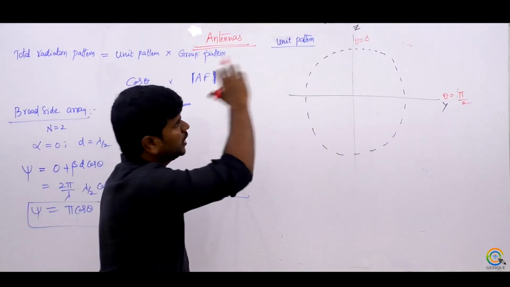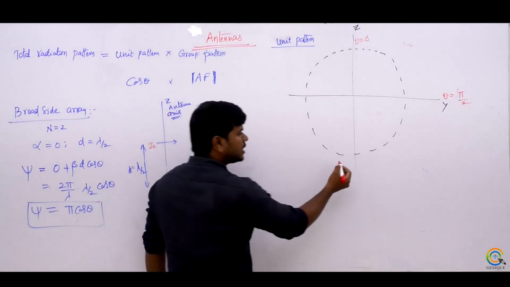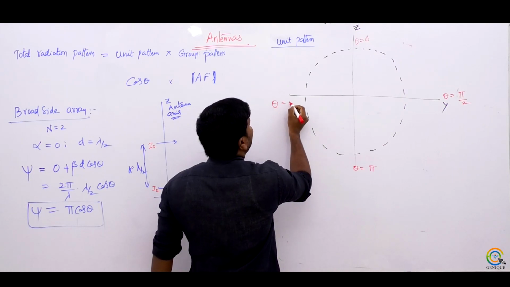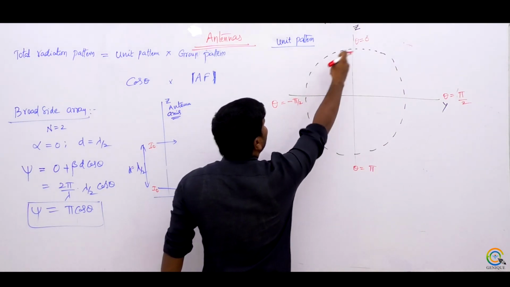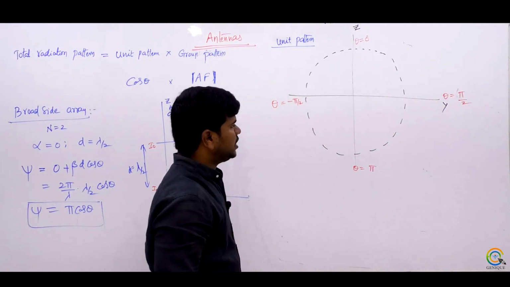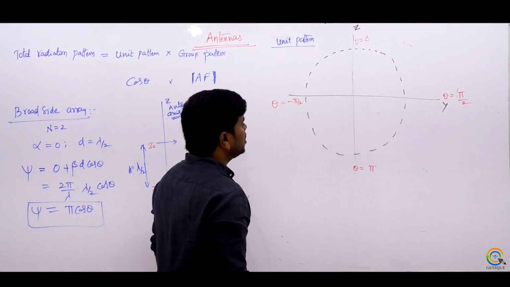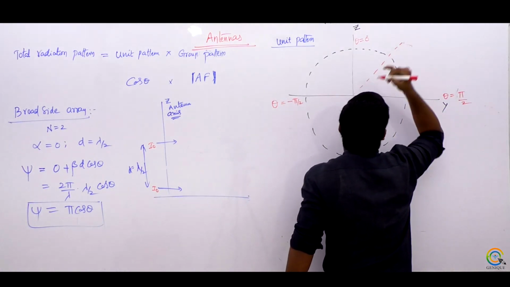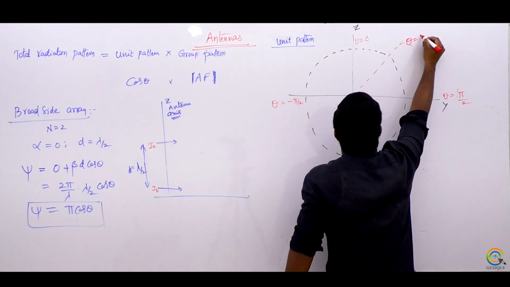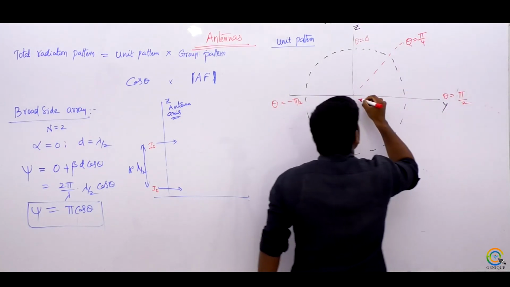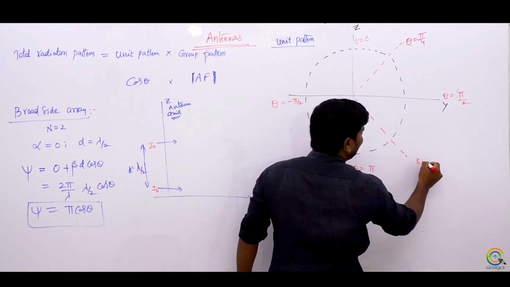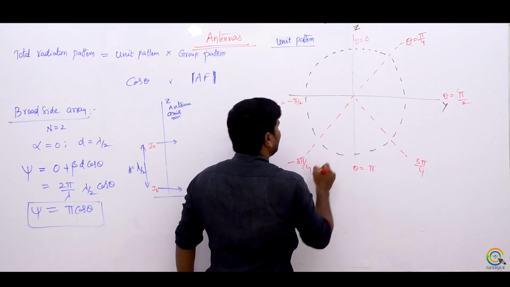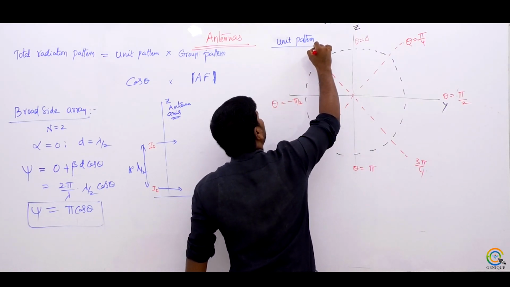We follow the spherical coordinate system. Here theta equals pi. Here theta equals minus pi by 2. Here theta equals again 0. If you observe, in between the values will be theta equals pi by 4, here 3 pi by 4, here minus 3 pi by 4, and here minus pi by 4.